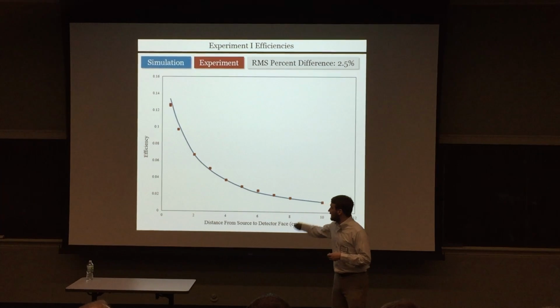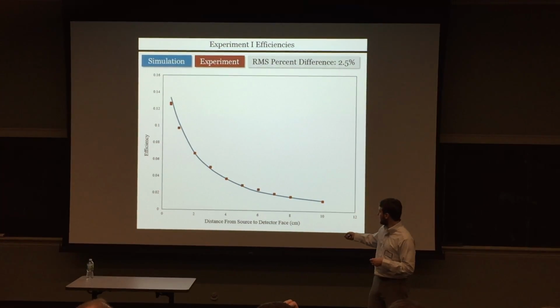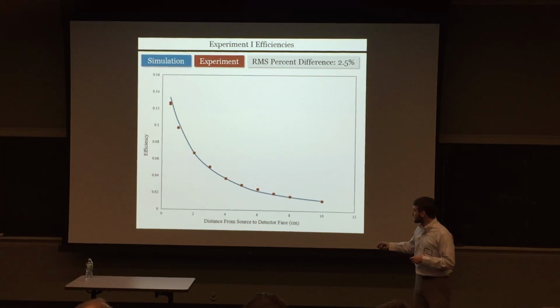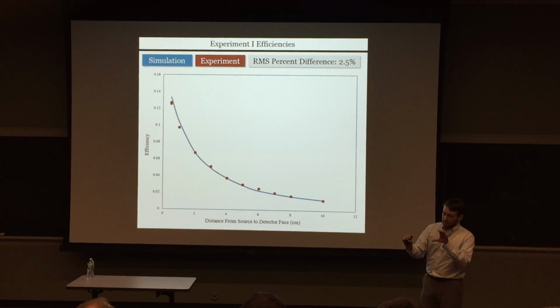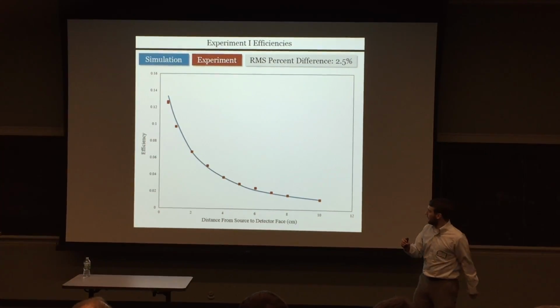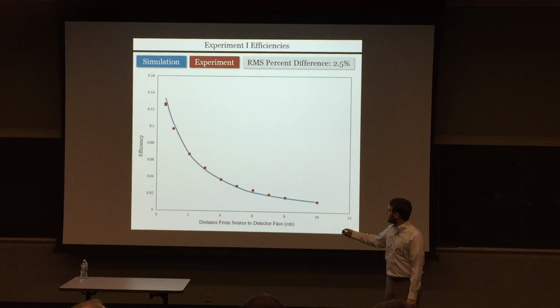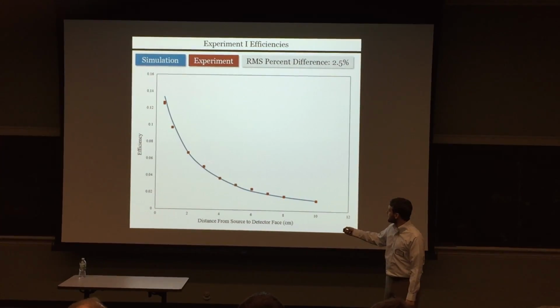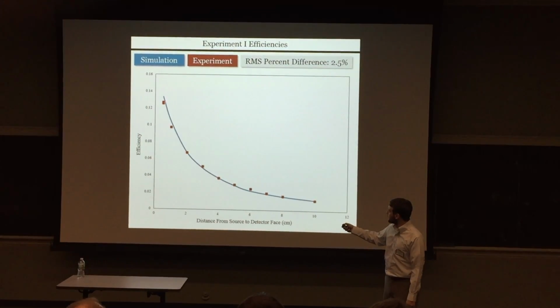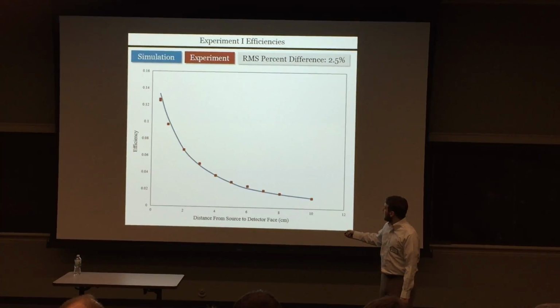Now this is a plot with efficiency on the y-axis as a function of the distance between the source and the detector. We move the sources forward and backward, or the detectors forward and backward. The blue curve here is the simulation, which you saw in the picture on the left-hand side earlier, and these are experimental data points in orange.